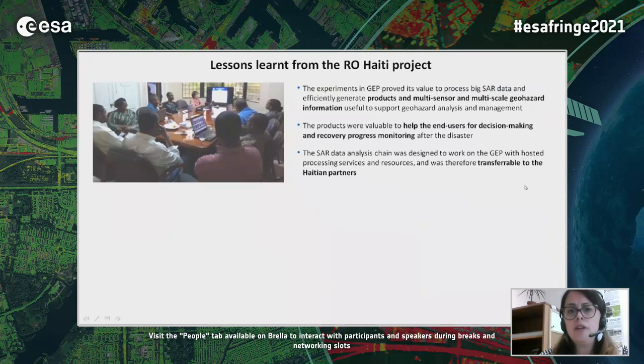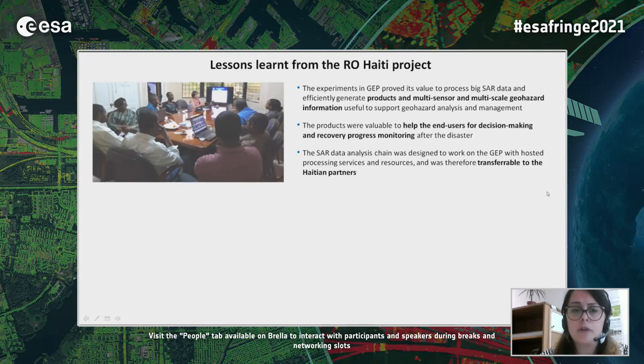So what we learned from this project is that the JEP could provide a very good platform, especially for this kind of users, to create products by using multi-sensor, multi-scale information from SAR data. With the help of the end users, we managed to really transfer information from the SAR products to the locals, because we saw that these products were actually helpful for the end users for their decision-making actions and land management practices after the disaster, during the recovery phase.